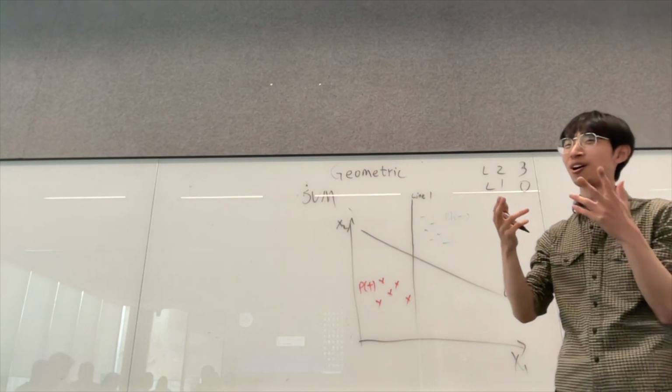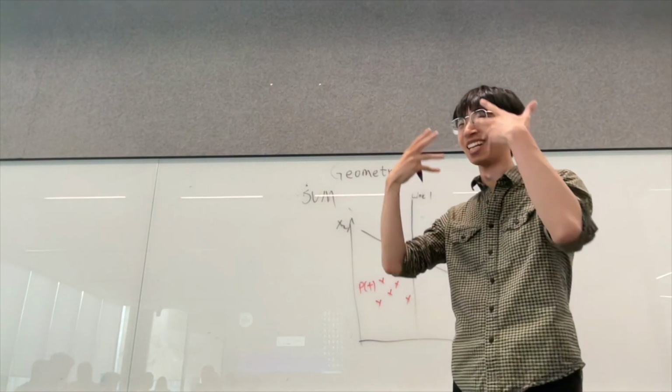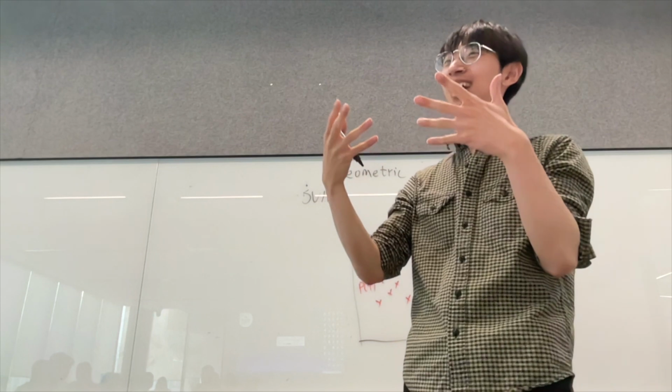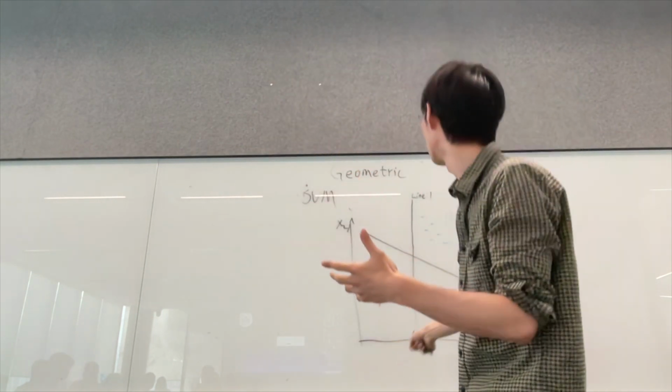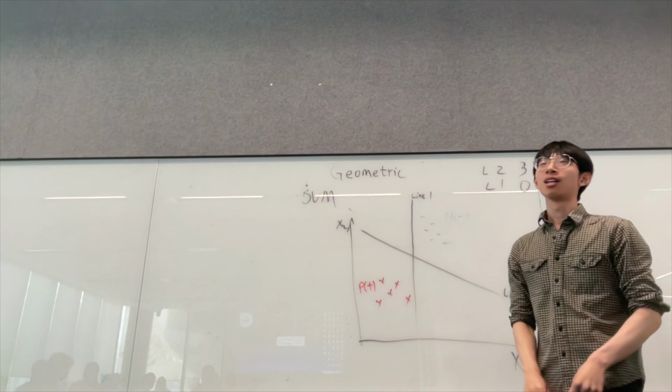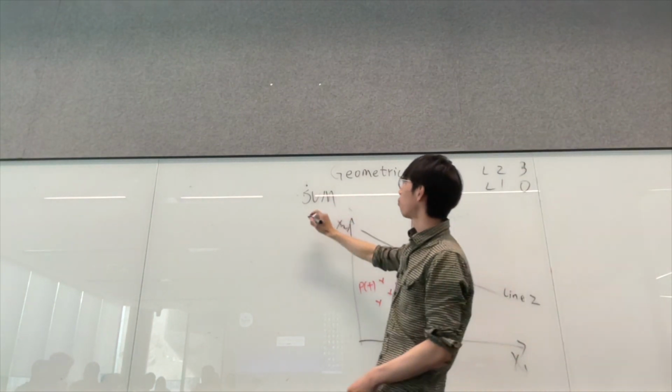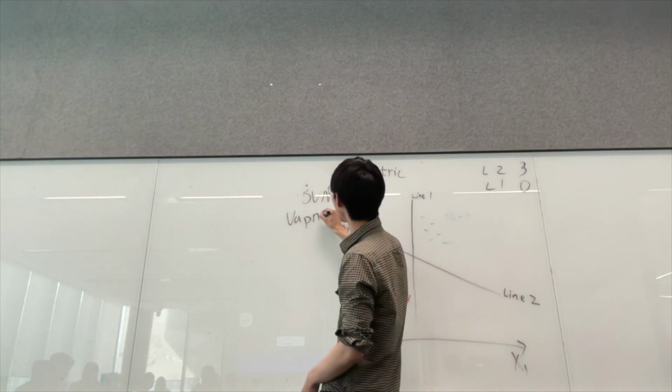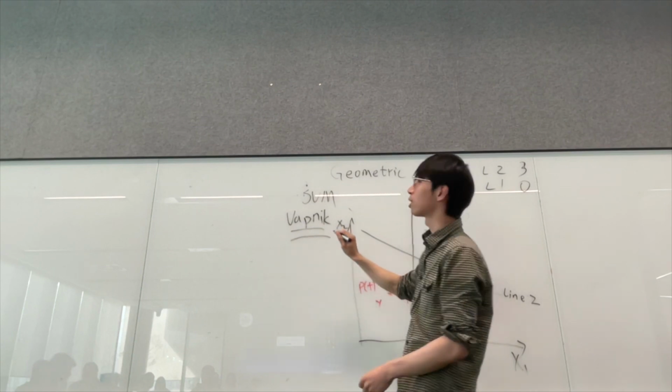Good research papers always come from verbal language. Can you explain it intuitively? Why did you choose line 1 instead of line 2? SVM comes from the paper by Vapnik. This paper is very, very significant.